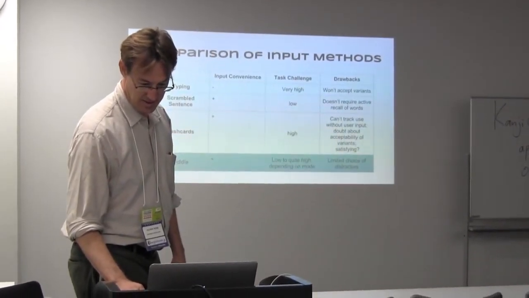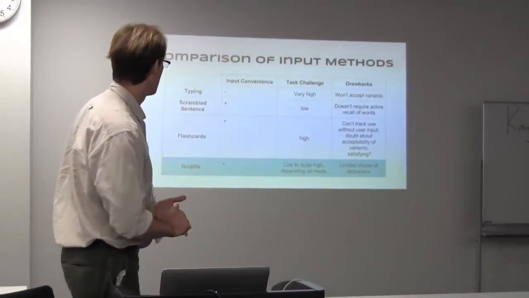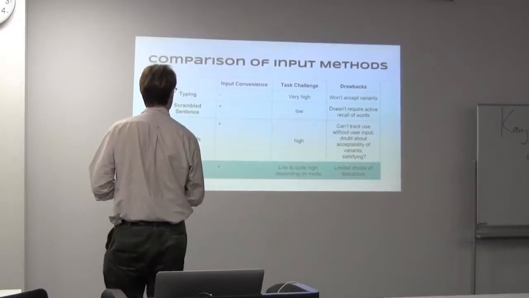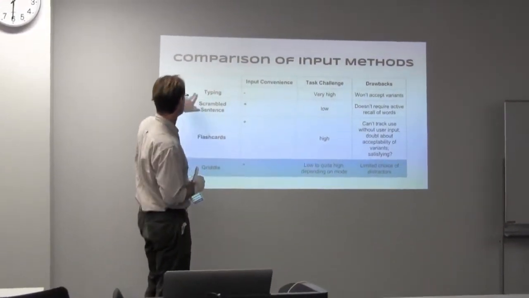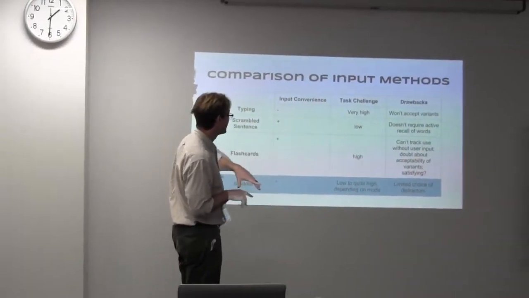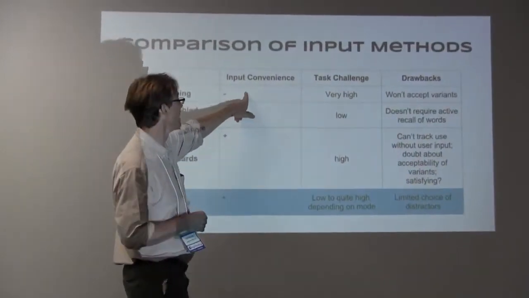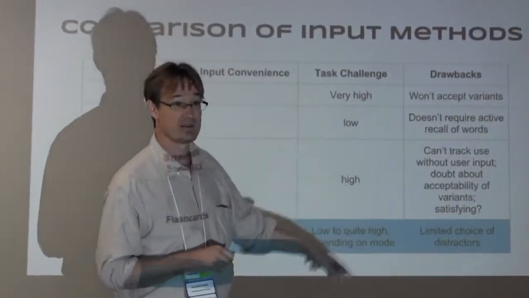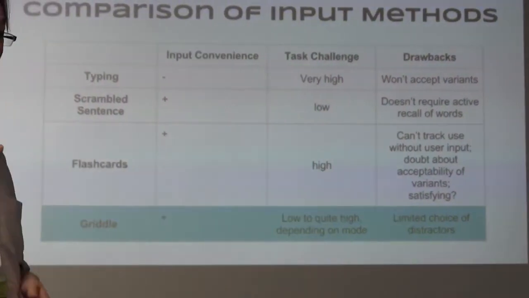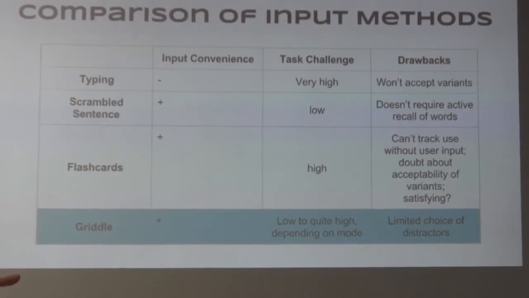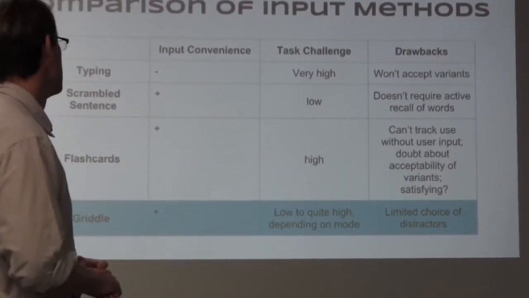Okay, so yeah, as I was saying, the different input methods. This is quite a unique input method. The usual kind of input method is typing. It's really inconvenient, especially on a mobile phone, and the task challenge is so high. If they make any kind of mistake, any spelling mistake, or even add an extra space or something, that's going to screw up the algorithm recognizing it as the correct answer.